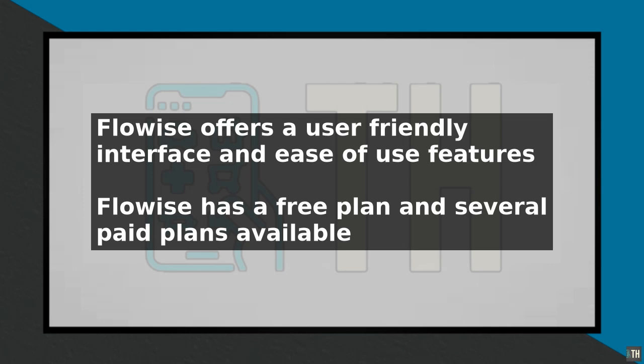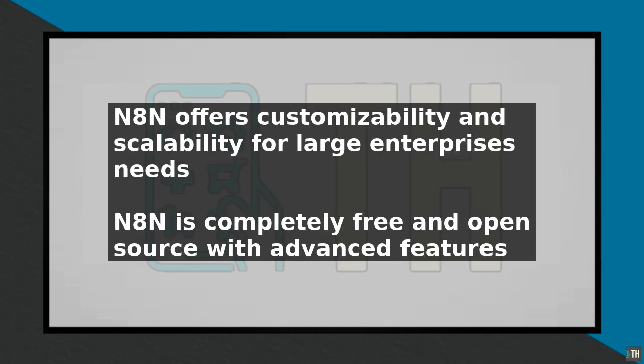Choosing the best automation software for you. When choosing between Flowise and N8N, consider your specific needs and goals. If you are looking for a user-friendly interface and ease of use, Flowise may be the best option. If you are looking for advanced features and customizability, N8N may be the best option. It is also important to consider the cost and scalability of each option.